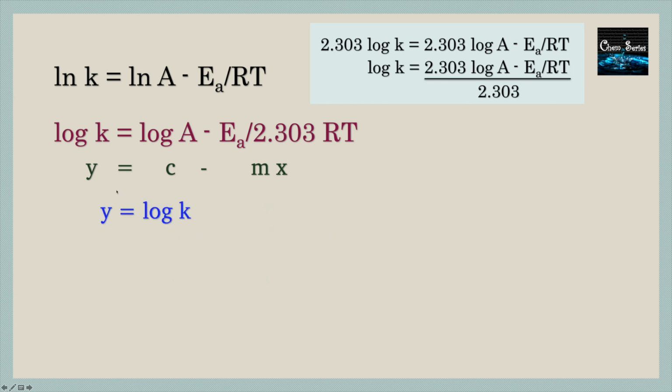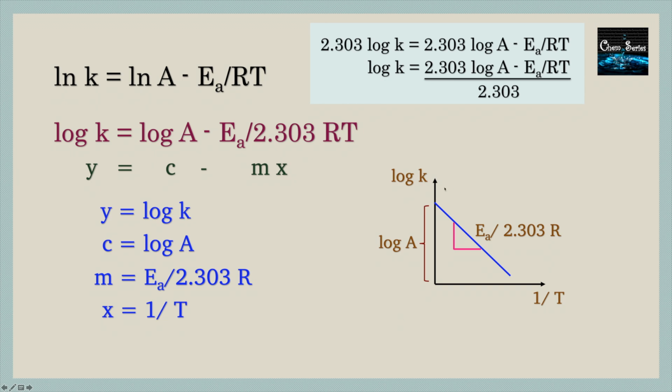Fine. So the same graph format as we saw before, that is y equals c minus mx, will be the graph format for this equation. On your y-axis you have log k, and as an intercept log A will be there, and EA by 2.303 R is your slope. And on your x-axis you have the reciprocal of temperature, that is 1 by T. Hence this is your graph for the log form. Okay, clear guys? I hope you understood up to this part.